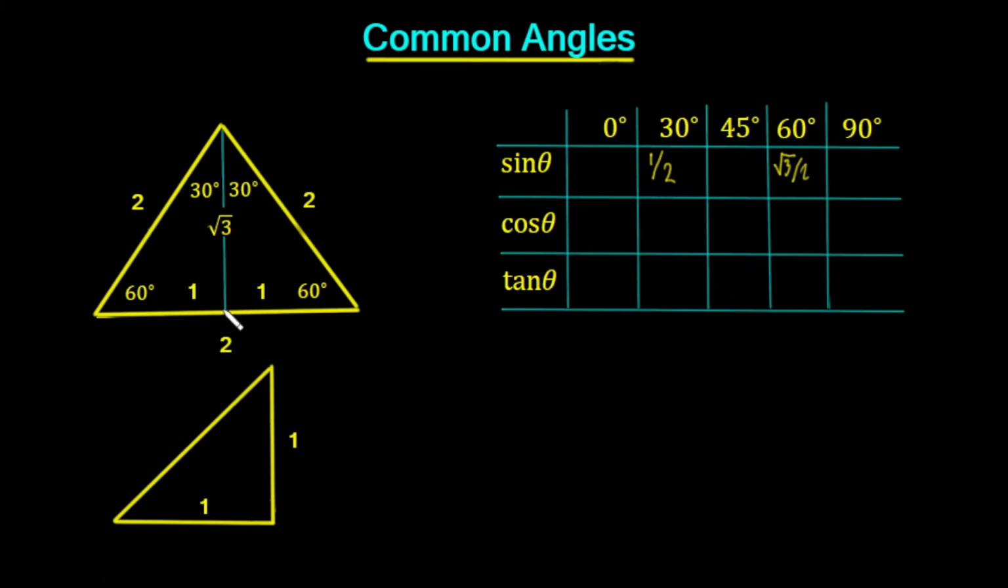Now you can look at the cosine. The cosine is given by the adjacent divided by the hypotenuse. So the cosine of 30 degrees is going to be given, well, the length that's adjacent to the 30 is root 3 and the hypotenuse is 2. So that's going to be a value of root 3 upon 2. And then when we look at the 60 degrees, the length that's going to be adjacent to the 60 degrees is 1 and the hypotenuse is 2. So that's going to give us a value of 1 upon 2.